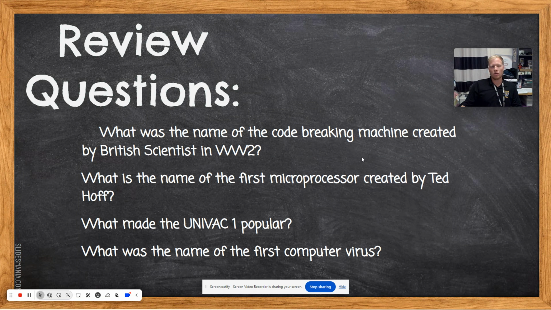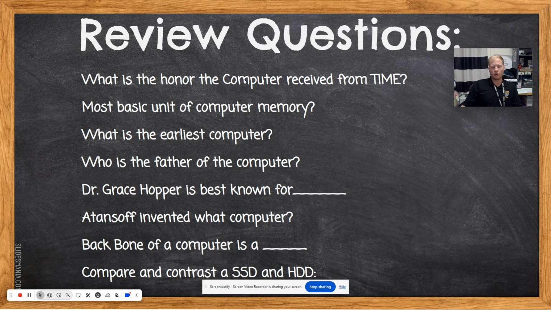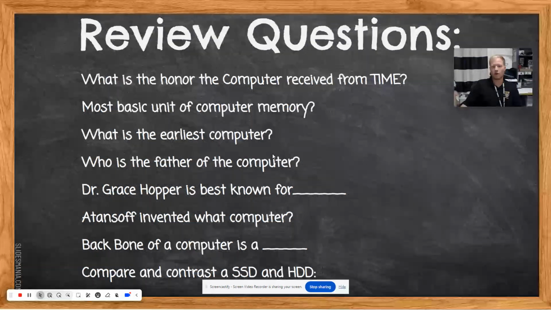That is Elk Cloner. Now, some other ones that are not on your worksheet, I'm going to go ahead and go over, though. Remember, if I go over it multiple times, I'm probably going to see it again. What is the honor that the computer received from Time Magazine? Time Magazine recognized the computer as the machine of the year in 1983. The most basic unit of computer memory is a bit, spelled B-I-T, a bit. What is considered the earliest computer by some? That is the abacus. Who is the father of the computer? That is Dr. John V. Atanasoff. He created the ABC computer with his partner Clifford Berry.